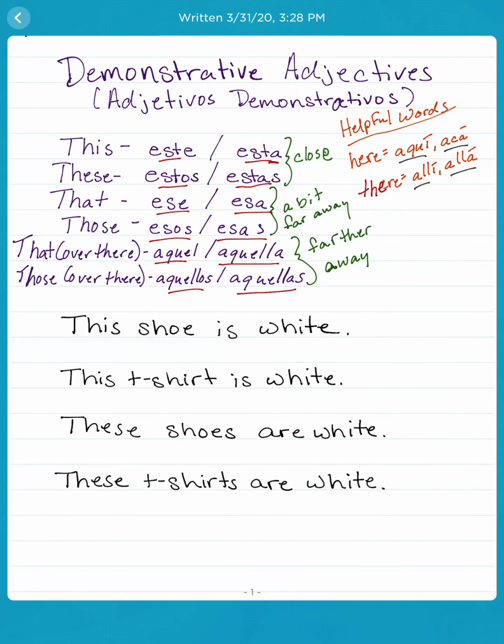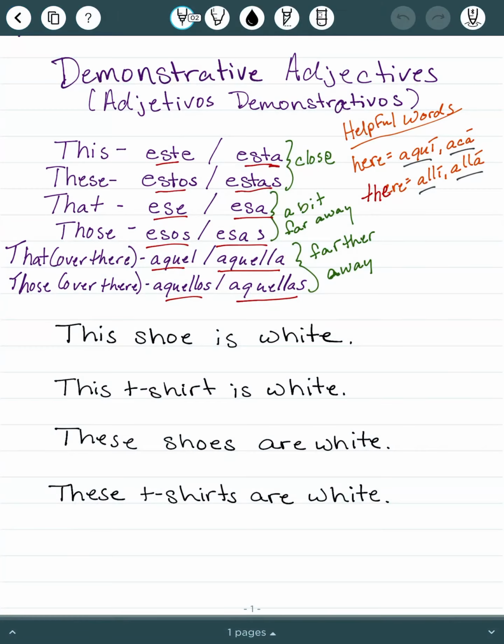All right, guys, so we're talking about demonstrative adjectives. In Spanish, that's adjetivos demonstrativos. First off, we've got some helpful words here and there. There are two words for here, two words for there. So aquí and acá both mean here. Allí and allá both mean there.